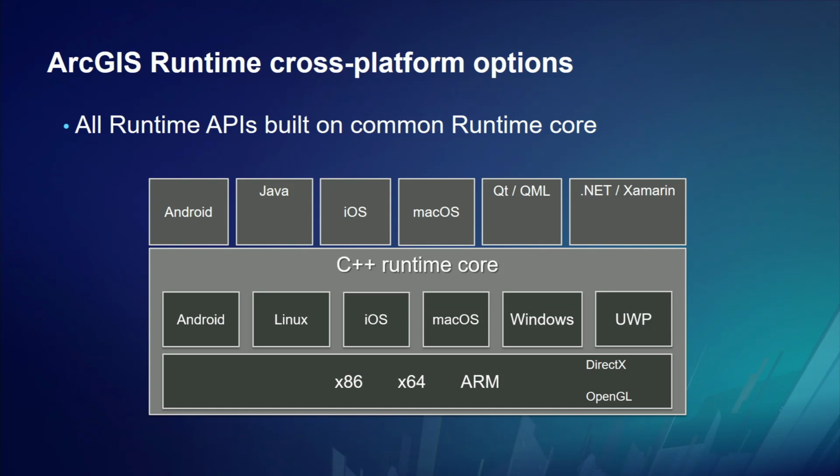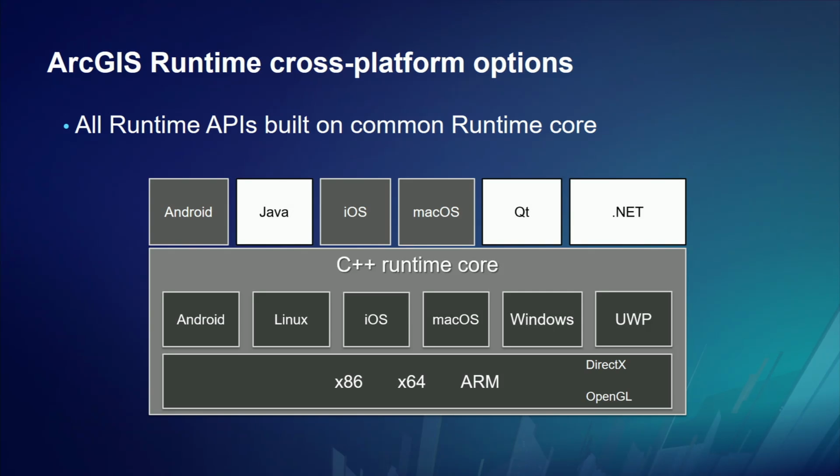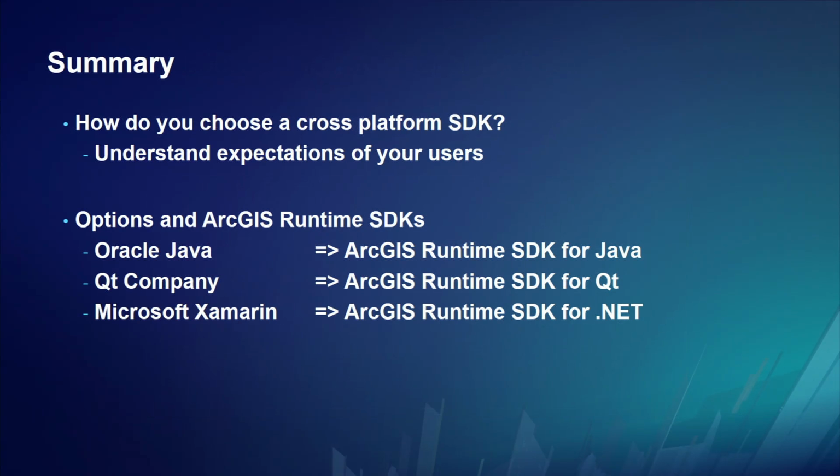Right. So the ArcGIS Runtime then is cross-platform and provides 3 cross-platform SDKs, Java, Qt, and .NET, and that's what we've heard about today. So those are the 3 SDKs. How do you choose which one? It's really about understanding the expectations of your users and the types of workflows and types of scenarios that you need to support for your users.